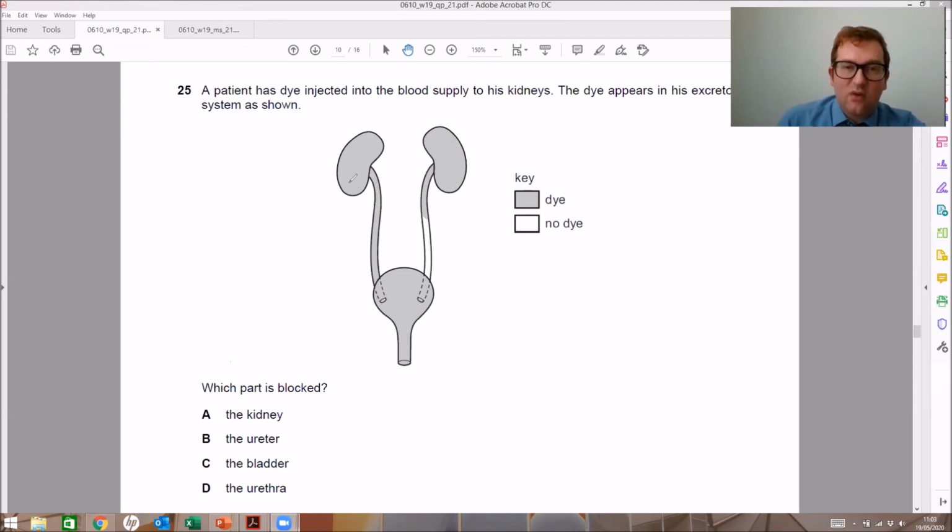The kidney? Well, no, the kidneys are both containing the dye, so there's no blockage there. The ureter? Well, this ureter has no blockage. However, this one does. As you can see, this part of the ureter has no dye, which means something must be blocking the ureter. So option B is correct. Let's just look at C. The bladder, well, no, you can still see all the dye there. There's no blockage in the bladder. And in the urethra, you can clearly see that all dye is present, and therefore it is not option D.